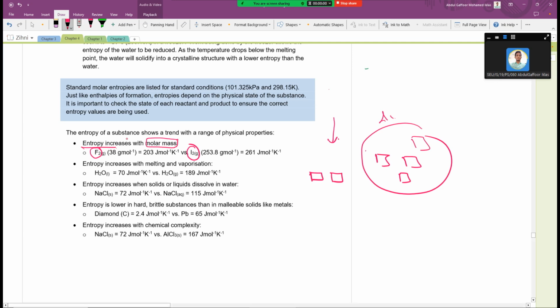The second point: entropy increases with melting and vaporization. This is what we earlier discussed, right? Solid to liquid to gas. So H2O liquid, the entropy value is 70, but for H2O gas, it is 189. So the value has increased, right?